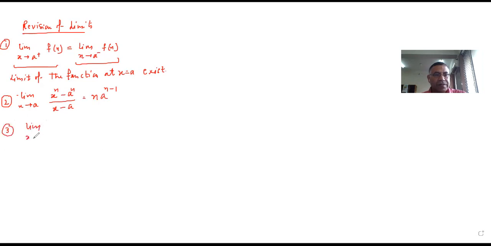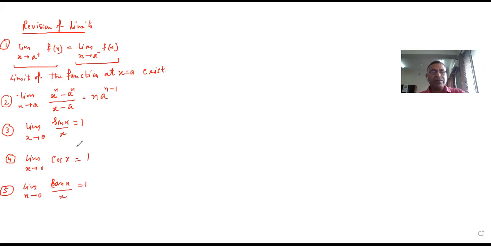limit x tends to 0, sin x upon x, is always equal to 1. Fourth result, limit x tends to 0, cos x, is always equal to 1. Fifth result, limit x tends to 0, tan x upon x, is always equal to 1. So there are 5 main results which we will use again and again in calculating the limits.